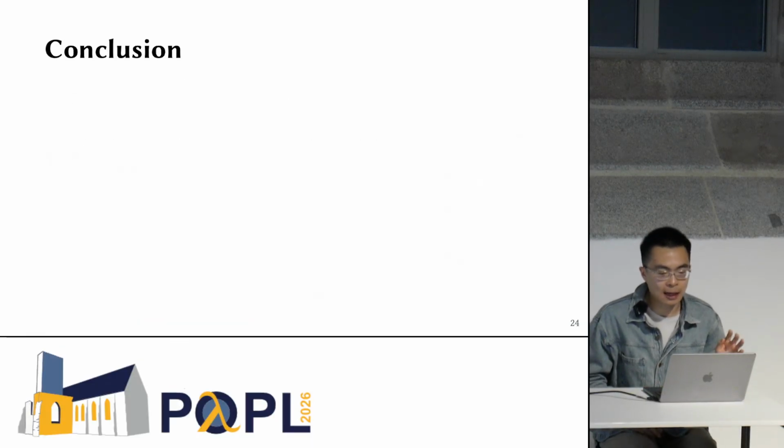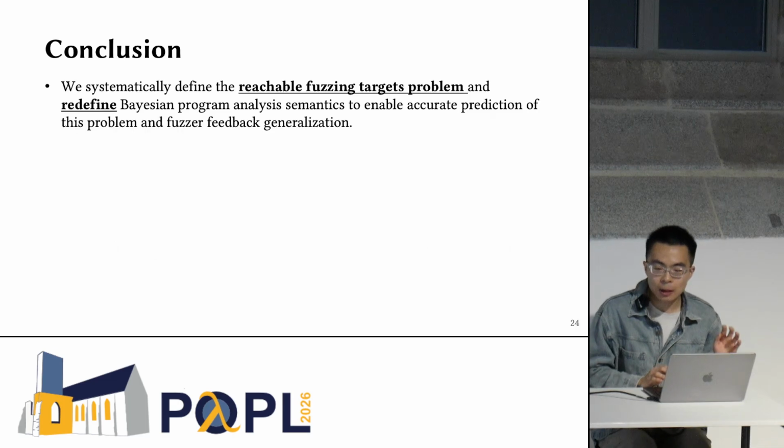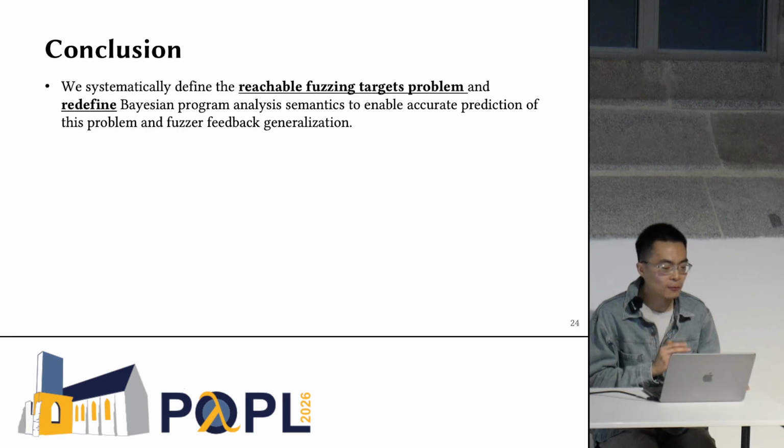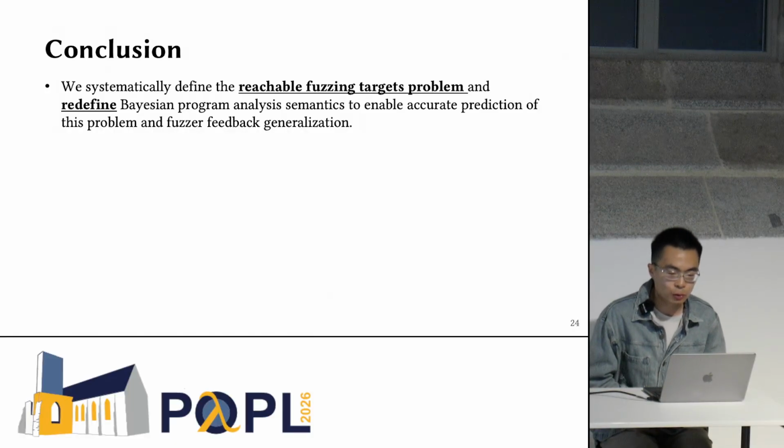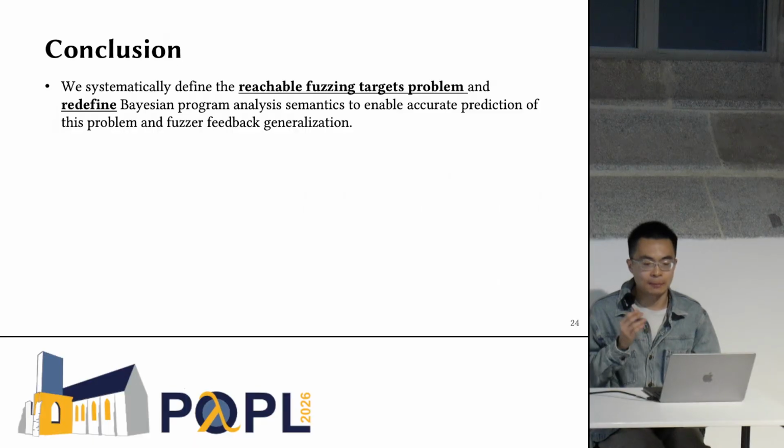Finally, I will give the conclusion of our work. First, we systematically define the reachable fuzzing targets problem and redefine the Bayesian program analysis semantics to enable accurate prediction of this problem and further feedback generalization.